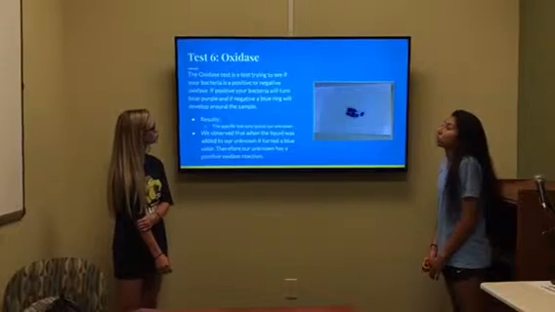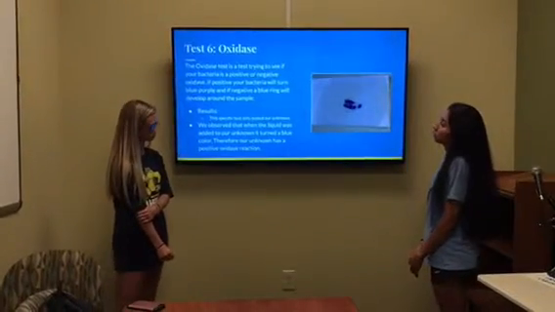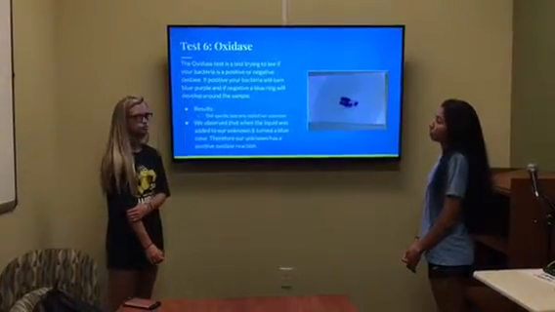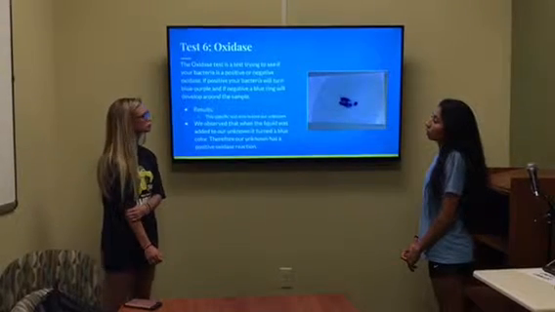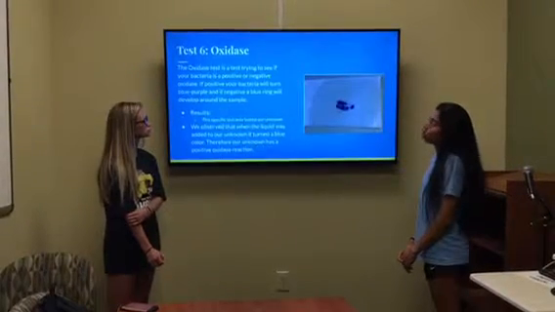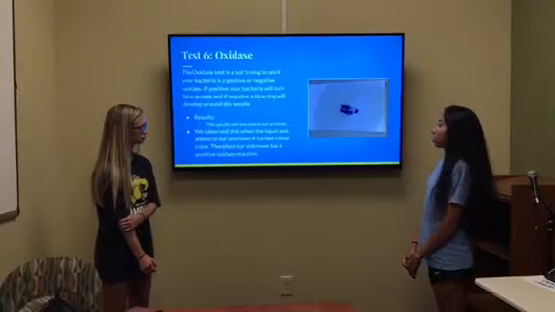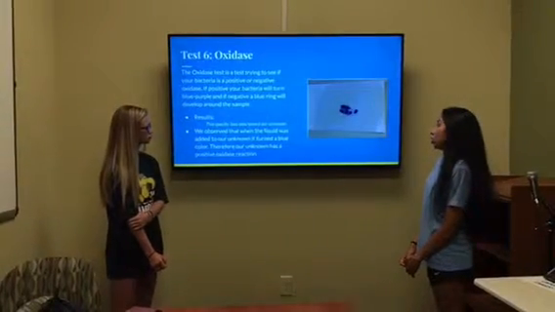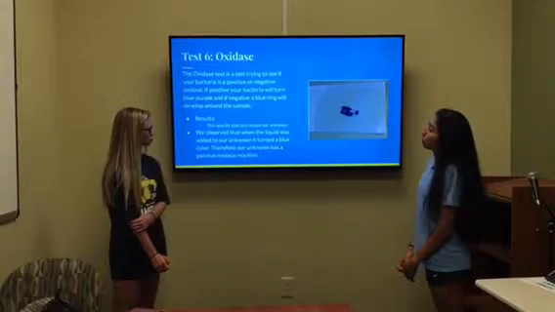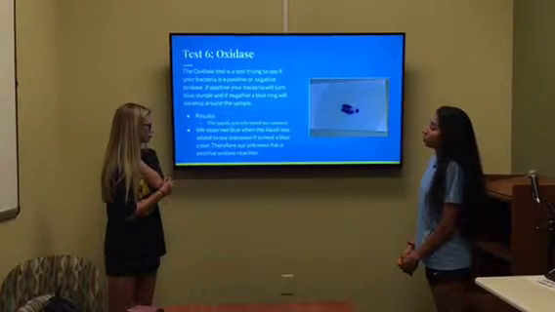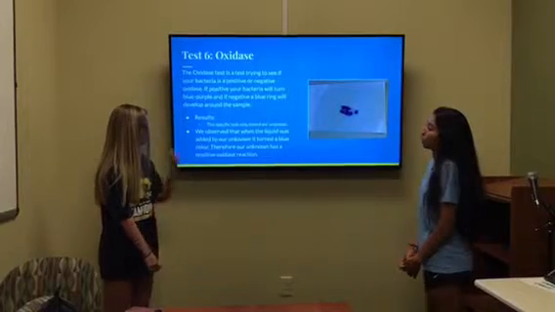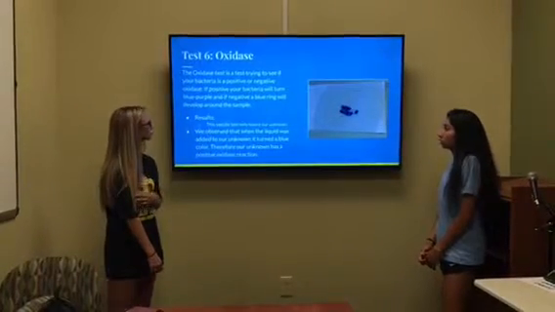The next test was the oxidase test, and it's trying to see if your bacteria is a positive or negative oxidase. If positive, the bacteria will turn bluish purple, and if negative, a blue ring will develop around the sample. And we only tested our unknown, and we observed that when the liquid was added to our unknown, it turned a blue color, and therefore our unknown has a positive oxidase reaction.